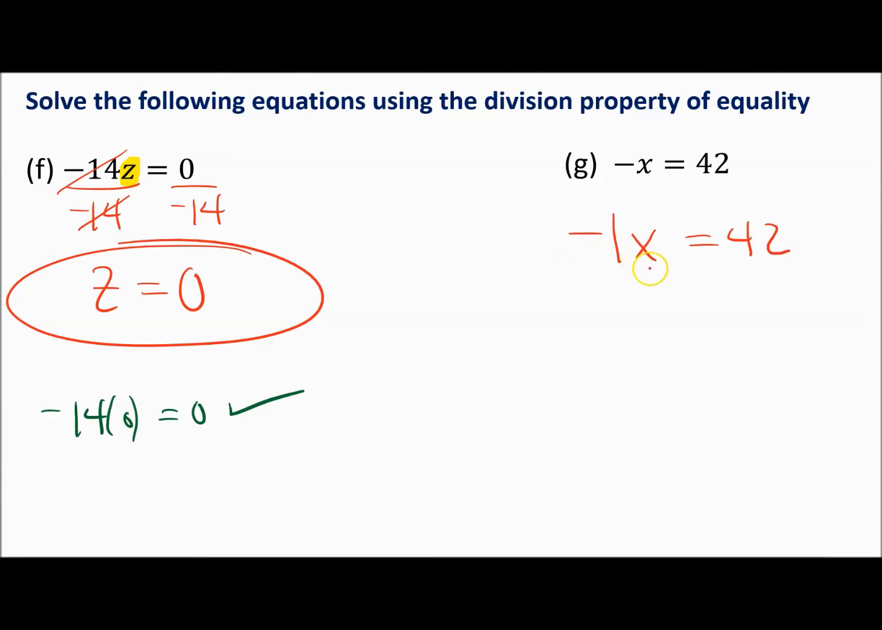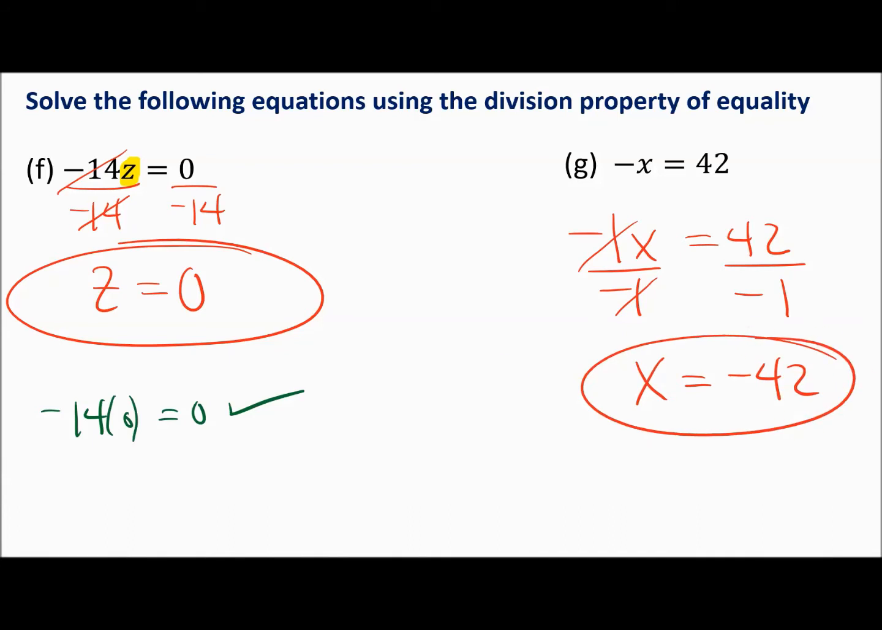That negative 1 is being multiplied by x, so to get rid of the negative 1, I'm going to divide by negative 1. I must do it on both sides. The negative 1's cancel, and I get x is equal to 42 divided by negative 1, which is negative 42. Let's check it. I take that negative 42 and I plug it in right here. There's a negative already in my problem, and then I plug in negative 42. Is that really equal to positive 42? And you know what it is. This is the opposite of negative 42, which is just 42. So it checks out just fine.